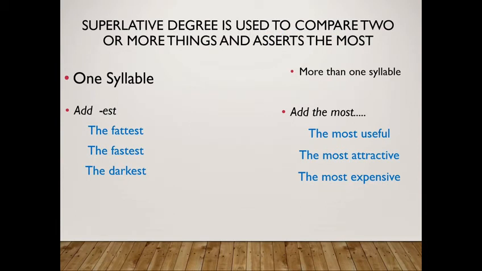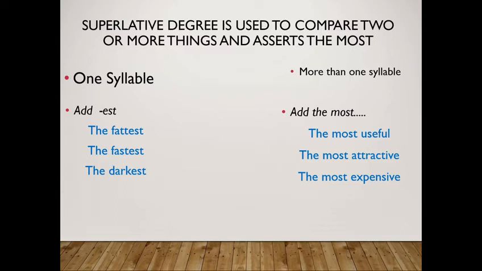Okay, let's continue. Superlative degree is similar to comparative degree. It means we must pay attention to the syllables of the word. The examples: fat, okay, that's one syllable. If the word is one syllable, you only add est at the end of the word.